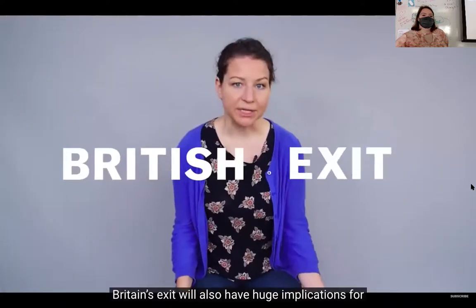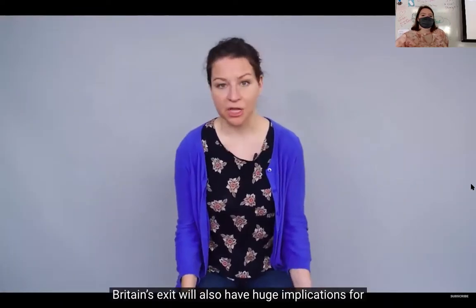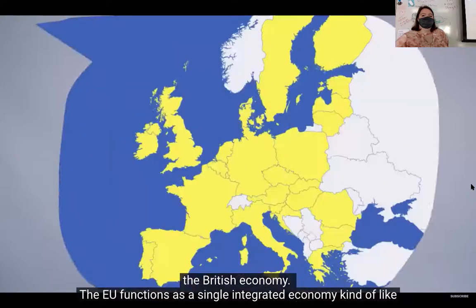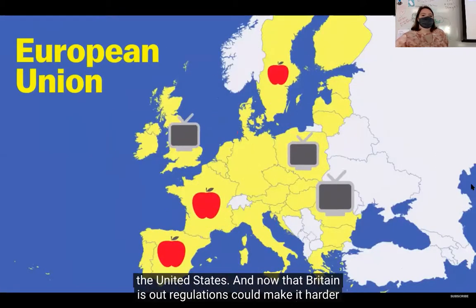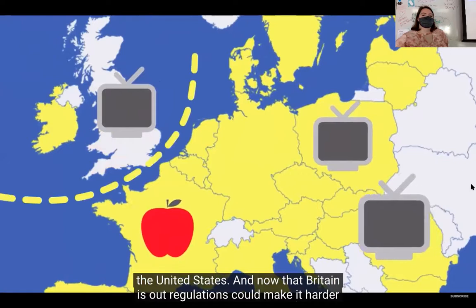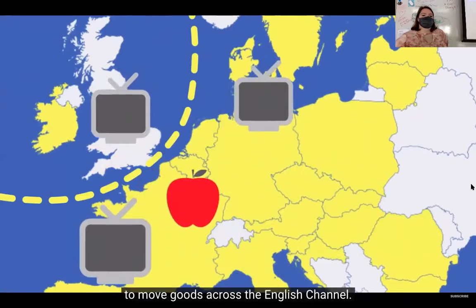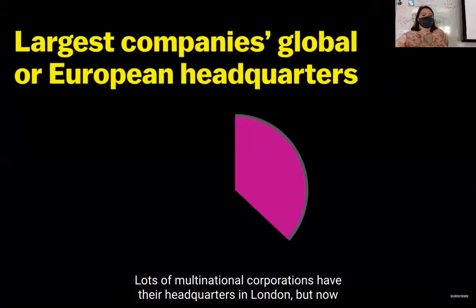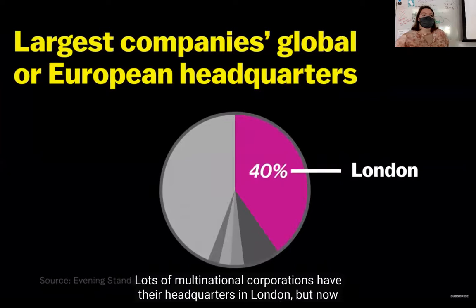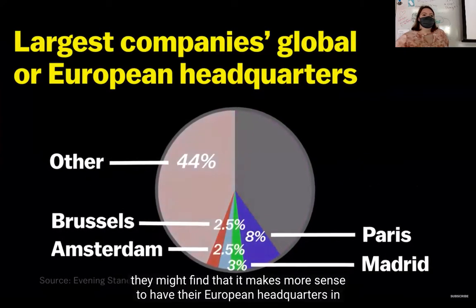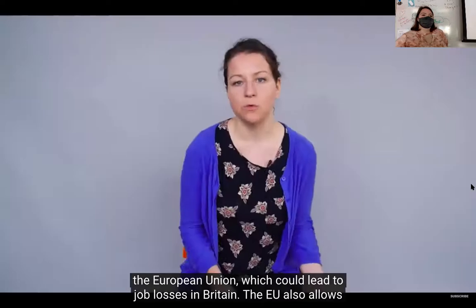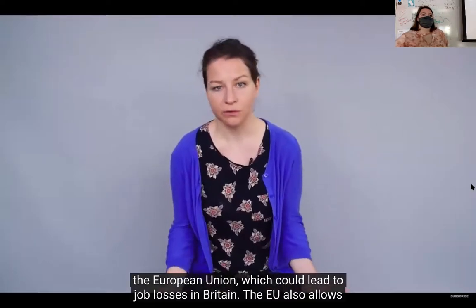Britain's exit, or the Brexit as it's called, will have huge implications for the British economy. The EU functions as a single integrated economy, kind of like the United States. And now that Britain is out, regulations could make it harder to move goods across the English Channel. Lots of multinational corporations have their headquarters in London, but now they might find that it makes more sense to have their European headquarters in the European Union, which could lead to job losses in Britain.